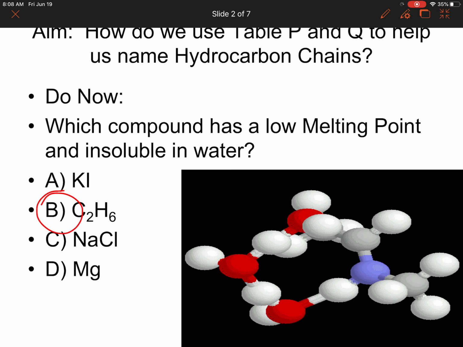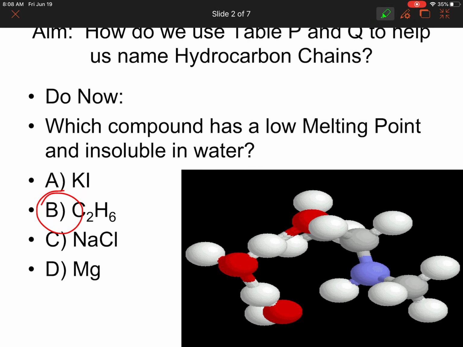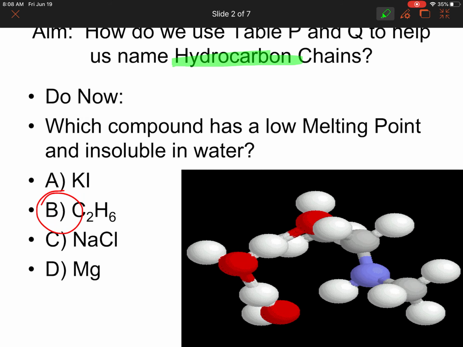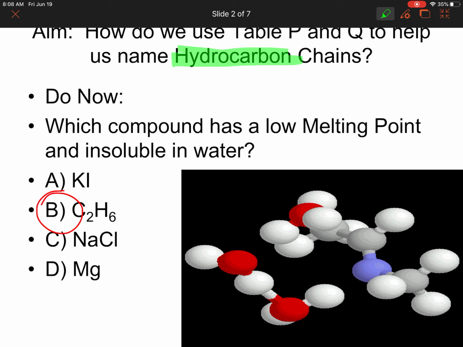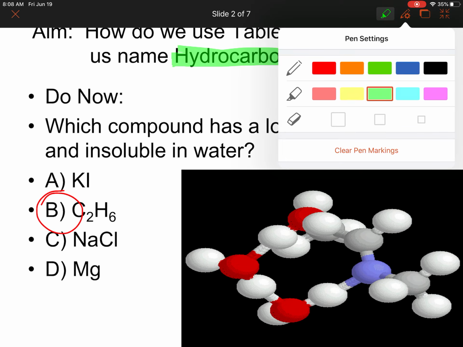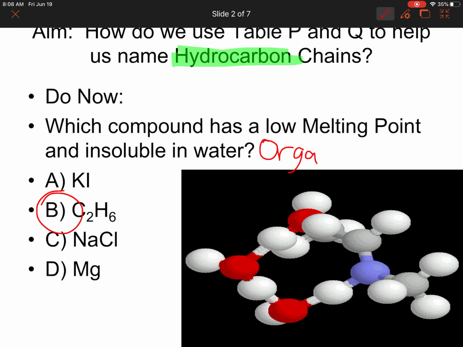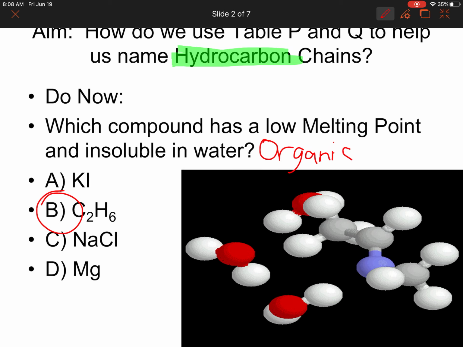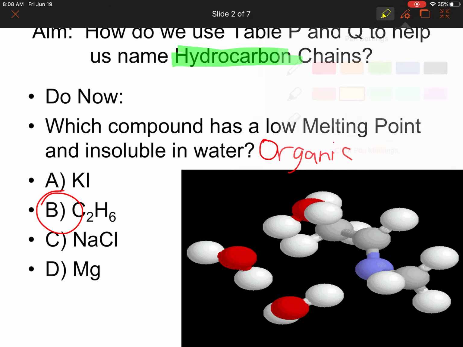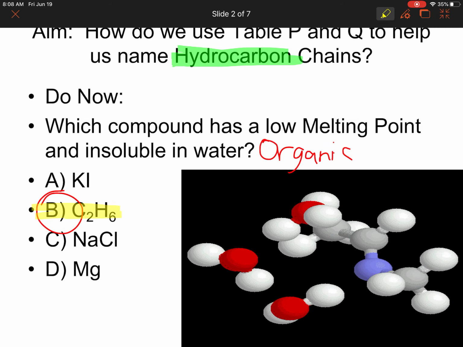Alright guys, I see the word hydrocarbon. So hydrocarbon is a mixture of two elements together to form a long chain: hydrogen and carbon. Which compound has a low melting point and is insoluble in water? Well, we learned yesterday that is a characteristic of organic compounds. Think of yourself. Organic compounds are made of which element? Carbon. Yes, I know the answer is already given here. Okay, let's move on.